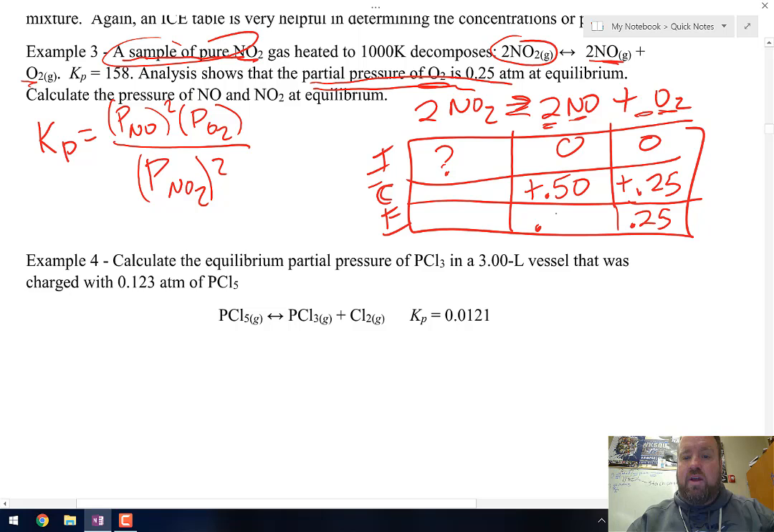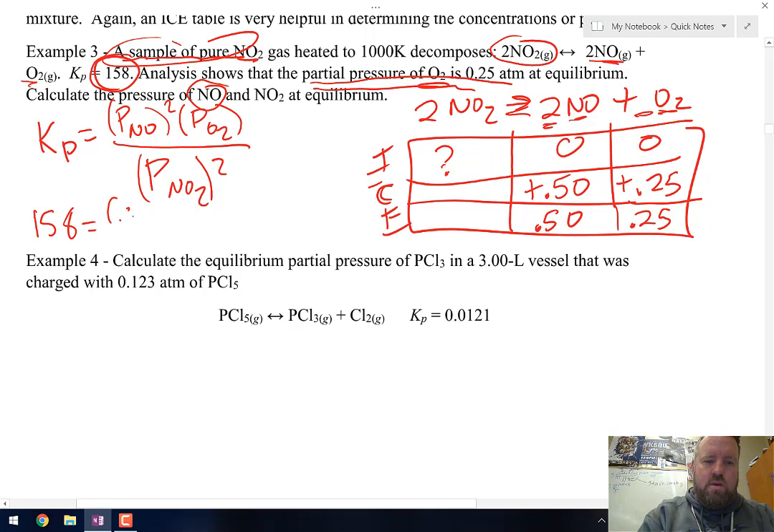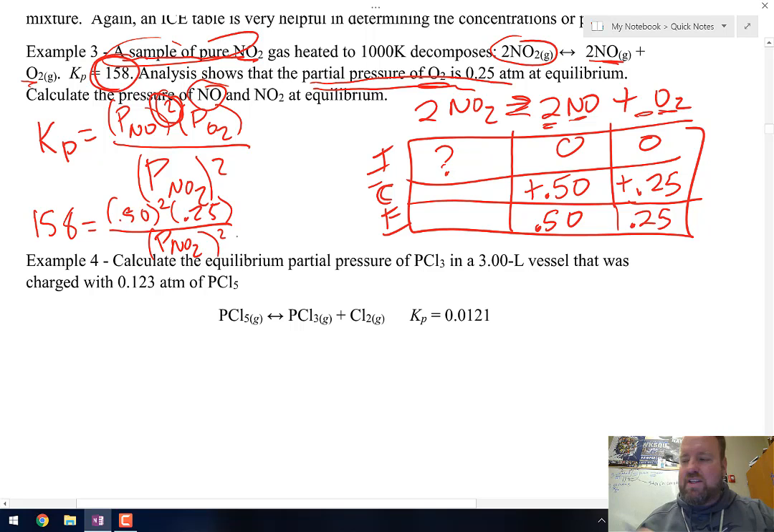So the equilibrium for NO, that's one of the questions, calculate the pressure of NO at equilibrium is 0.50. Okay? Well, now we know the Kp value. They give it to us right here, 158. 158 is equal to the pressure of NO, 0.50, squared. Don't forget that squared. Times the pressure of O2, 0.25, over the pressure of NO2 squared. And so that's our unknown.